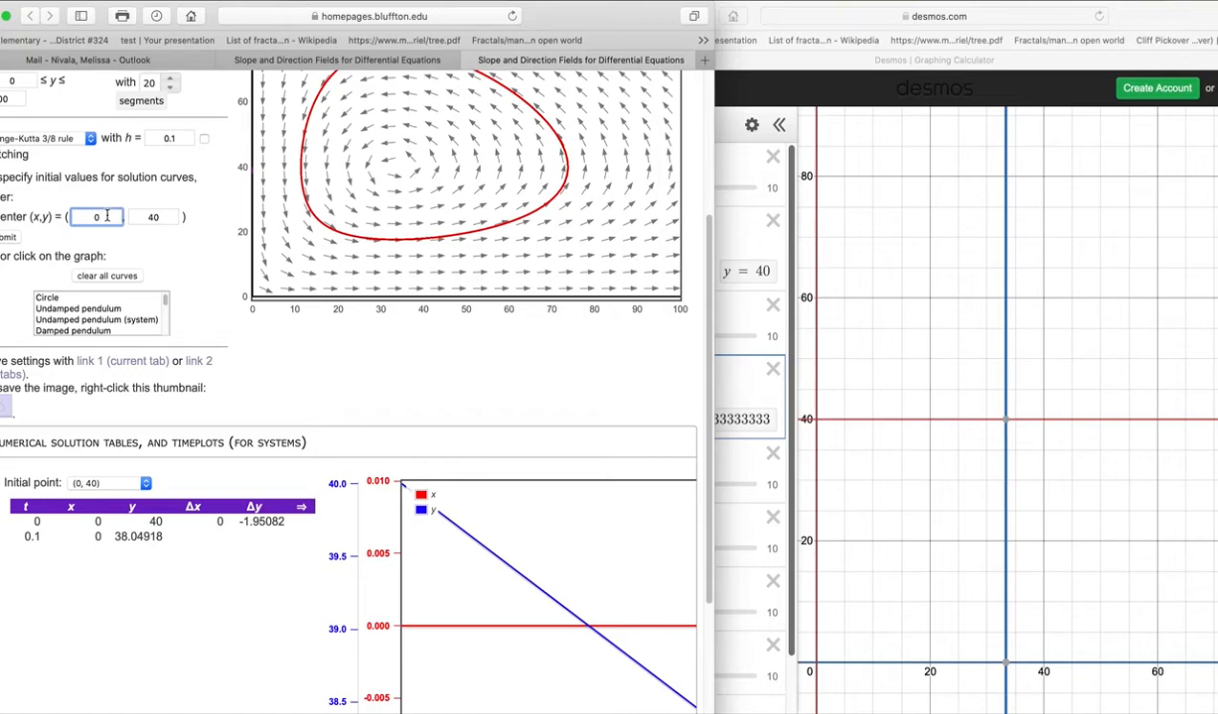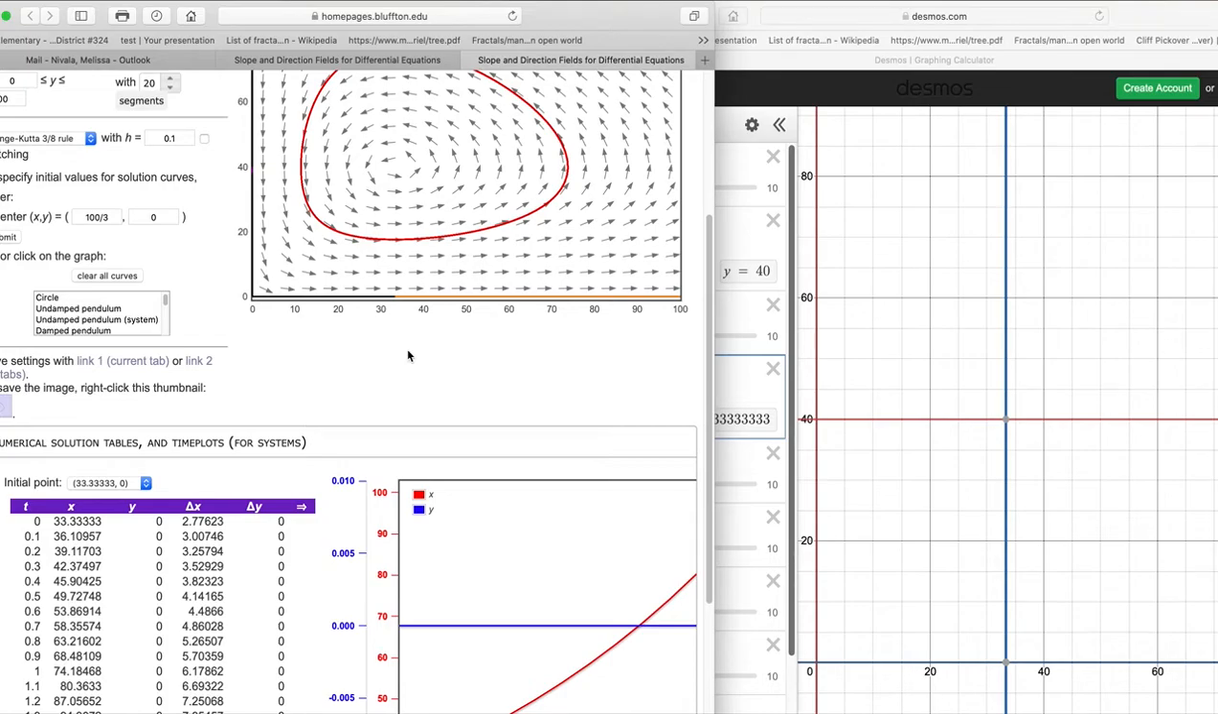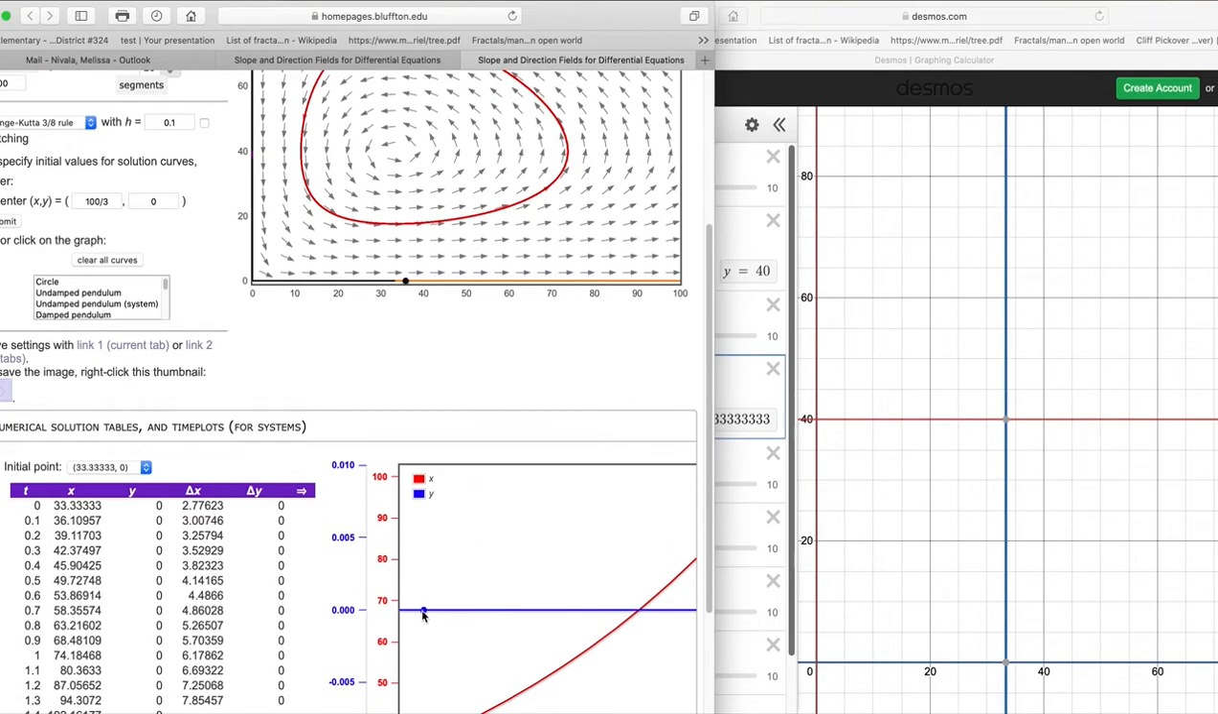And the same thing happens if you try to type in 100 over 3, 0. That's another mix and match point where we chose both of the main dishes instead of one from appetizer and one from main dish. And so you can see that the predator is in equilibrium, but the prey is not in equilibrium. So that's why those two combinations are not fixed points.